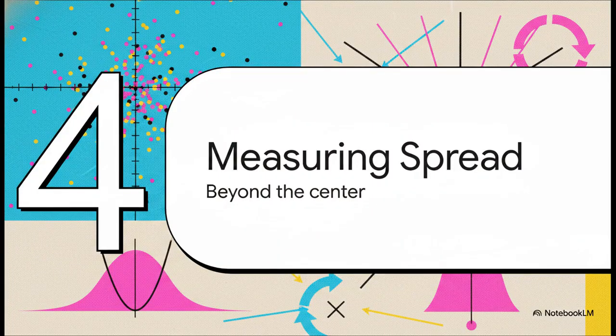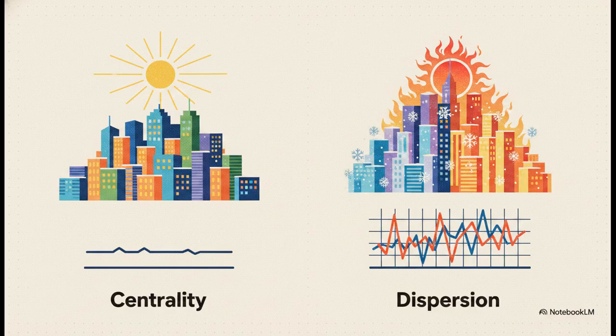Now for section 4, measuring the spread. I have to warn you, finding the center alone is a pretty dangerous trap. So the crucial point is that relying purely on the center gives us a totally incomplete picture. Imagine 2 different cities, both with a 60-degree average temperature. But City A is a pleasant 60 degrees year-round, while City B swings violently between freezing blizzards and scorching heat waves. They have identical centrality, but completely different realities. To understand the true shape of the data, we absolutely must measure the dispersion.